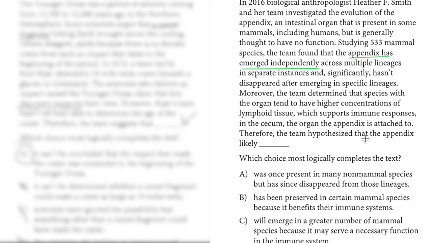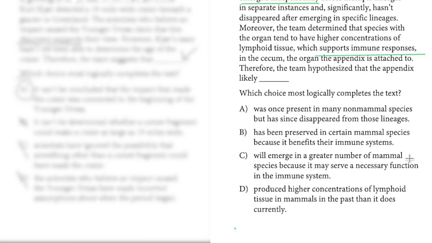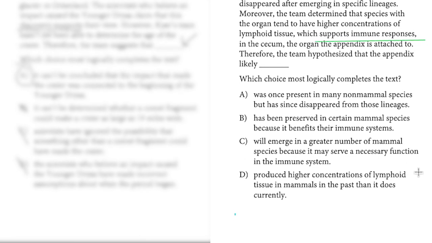Moreover, the team determined that the species with the organ tend to have higher concentrations of lymphoid tissue, which supports immune responses. The organ the appendix is attached to. Therefore, the team hypothesized that the appendix likely blank. The fact that it emerged independently and that it is connected to something which supports immune responses, I'm going to say actually is important, has something to do with our immune system. "Was once present in many non-mammal species but has since disappeared."